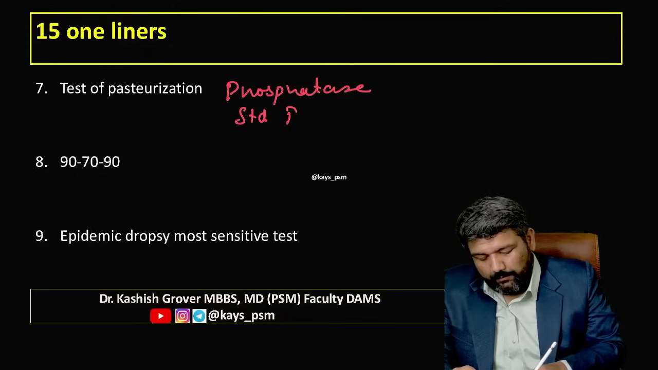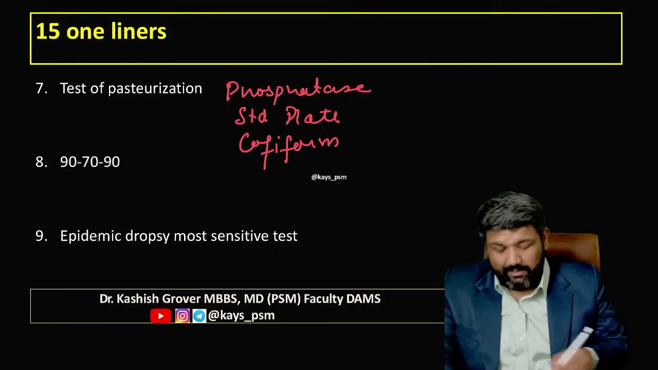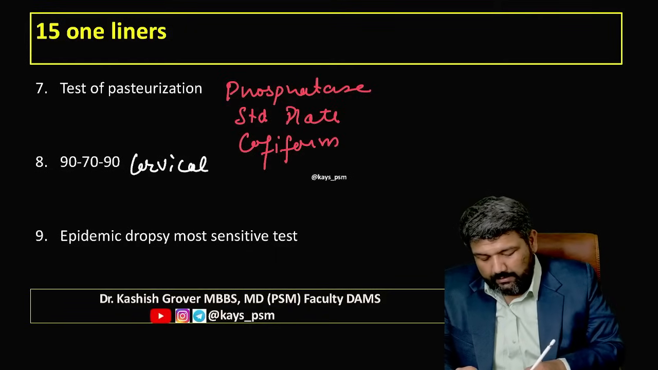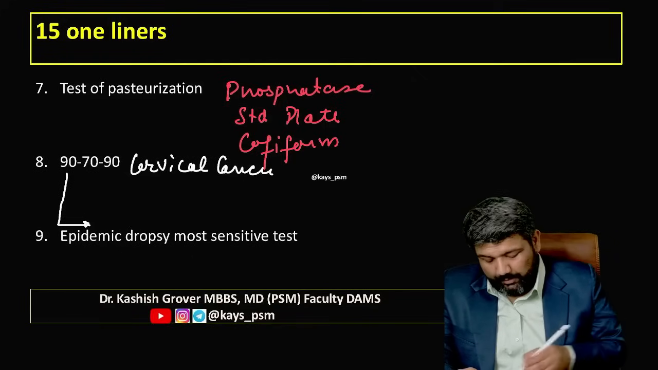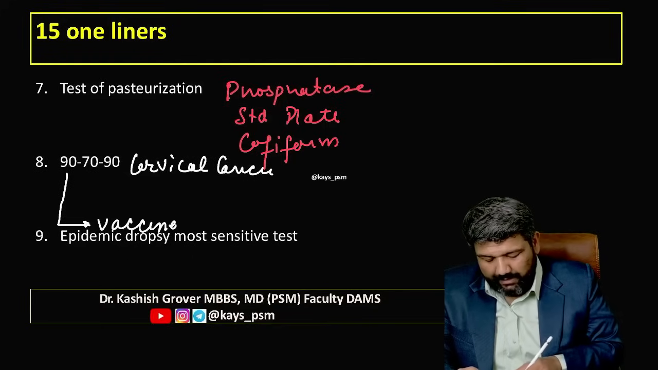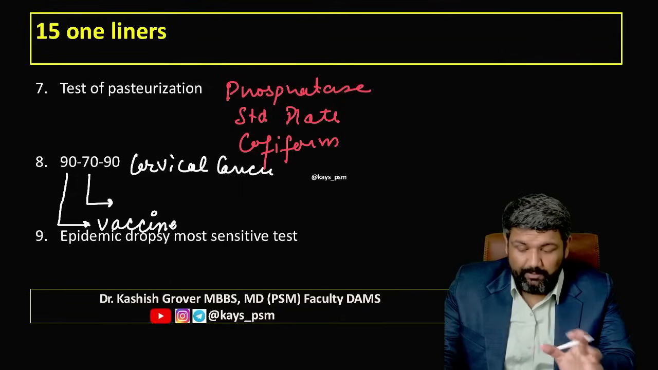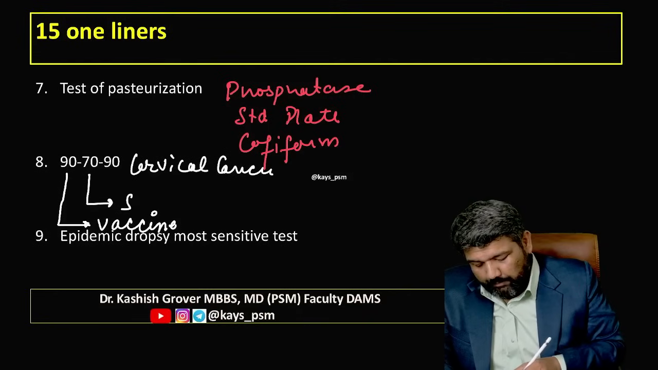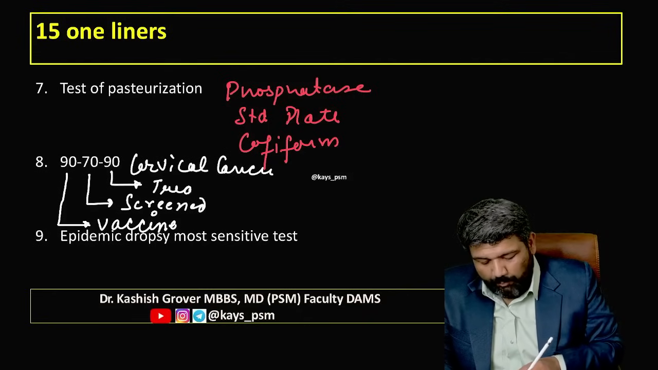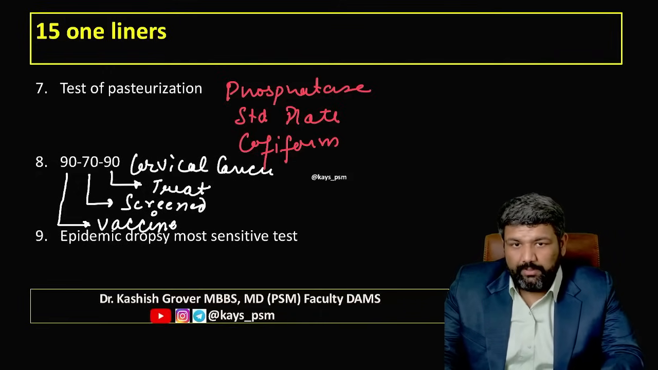Tests of pasteurization, we have already discussed 3 tests of pasteurization: phosphatase test, standard plate count, coliform count. Guys, what is 90-70-90? This is for cervical cancer. 90% of the girls should get the vaccine for cervical cancer, that is HPV vaccine. 70% women should be screened, and 90%, if anyone is positive for cervical cancer, maybe a pre-malignant lesion, should get the treatment.